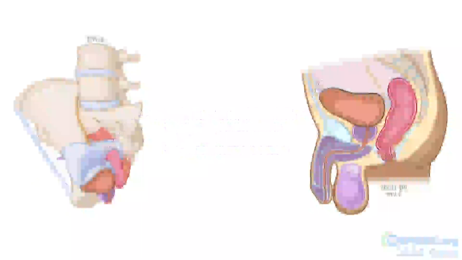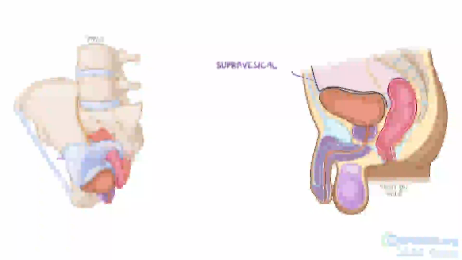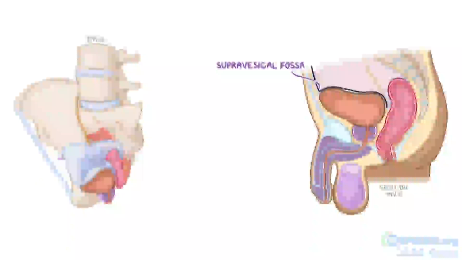Let's start by first looking at the peritoneal folds in males. First, the peritoneum descends on the anterior abdominal wall and reflects over the superior surface of the bladder. Here, it loosely attaches to the superior surface of the bladder, creating a small triangular space called a supravesical fossa. Then, the peritoneum continues over the superior surface of the bladder and extends laterally to cover the lateral walls of the pelvic cavity. This creates a space on each side of the bladder called the paravesical fossa.